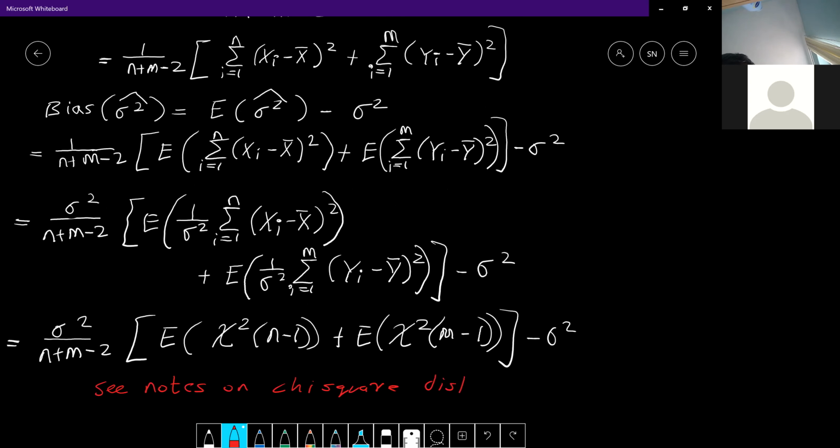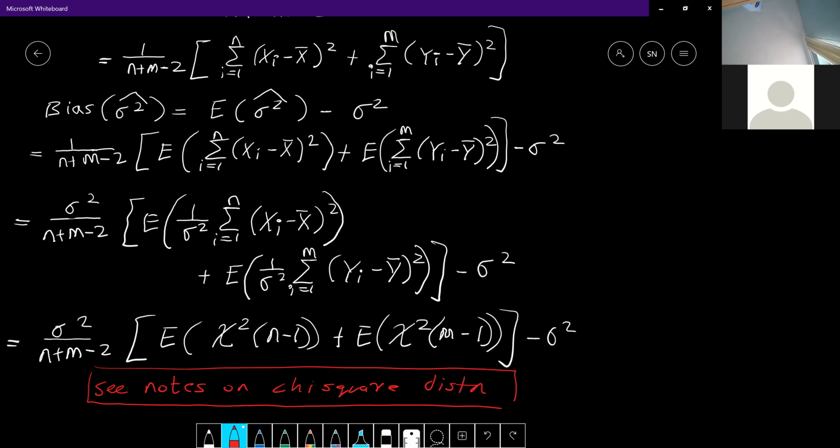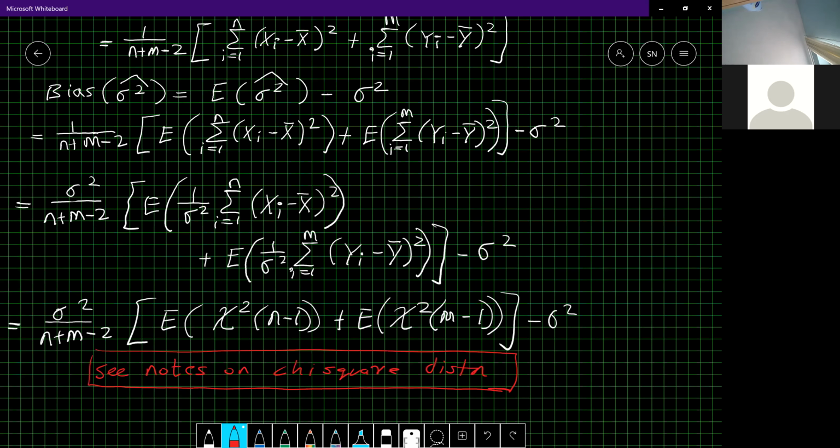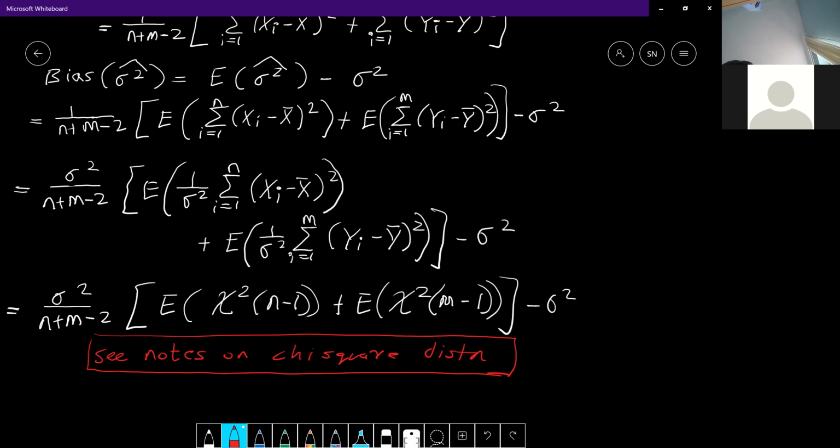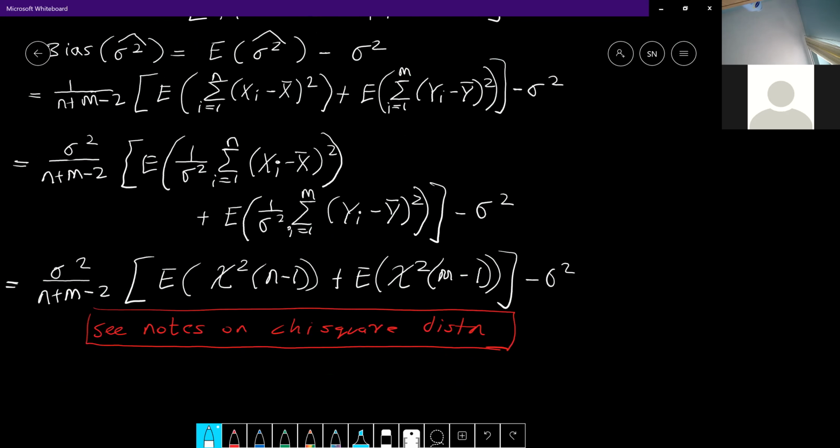Chi-squared distribution. You see my notes on chi-squared distribution. Right now, that's what I have used. Now, a property of a chi-squared is that the expectation is equal to the degree of freedom. So what you have is the expectation of chi-squared n-1 is n-1, and the expectation of chi-squared m-1 is m-1.